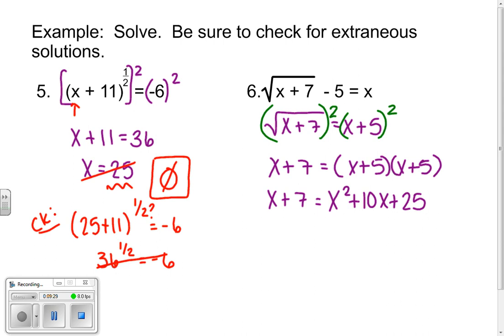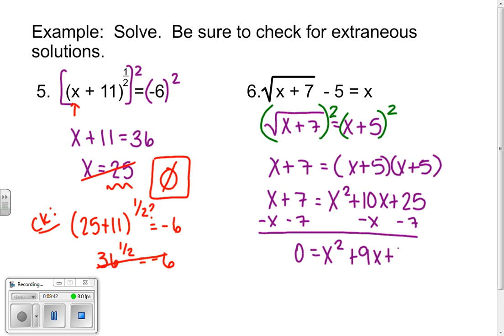Anytime you want to solve a quadratic, get it equal to 0. So my next step will be to subtract x and subtract 7. I end up with 0 equals x squared plus 9x plus 18. This should be looking very familiar to you. This is a problem we had done together earlier. This factors into x plus 6 and x plus 3. So x equals -6 and -3.